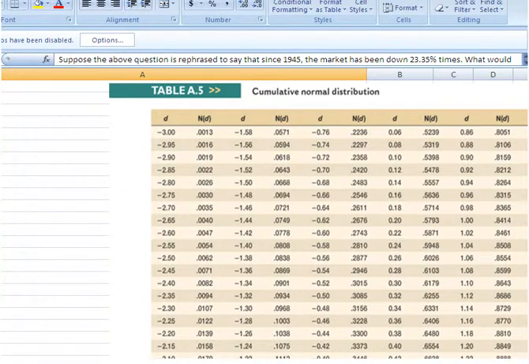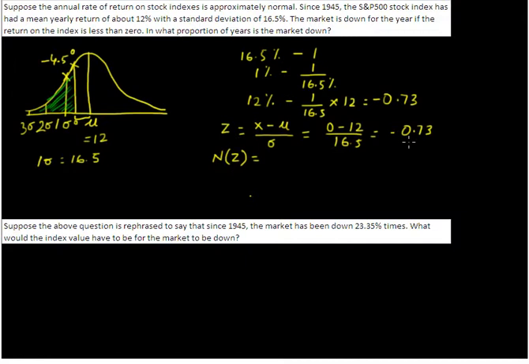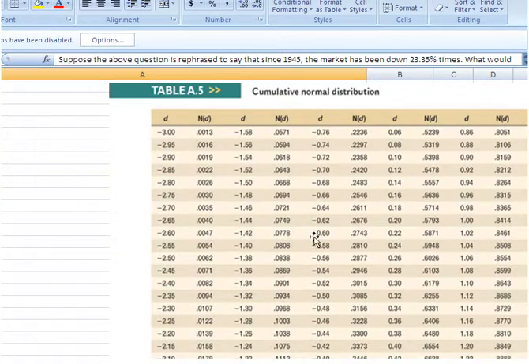What is our Z value? Our Z value is -0.73. So let us try to locate that. In this column here, you see there is a value for -0.72, which is equal to 0.2358. And we also have a value of -0.74. The corresponding value of the probability is 0.2297. But we need a value of -0.73. So this must be somewhere between these two values.